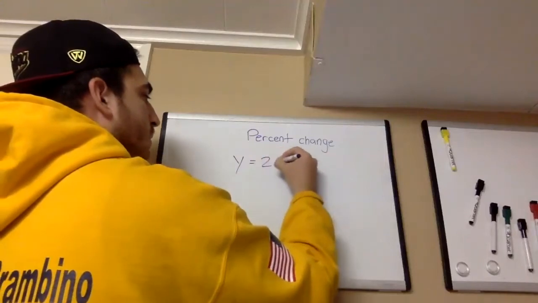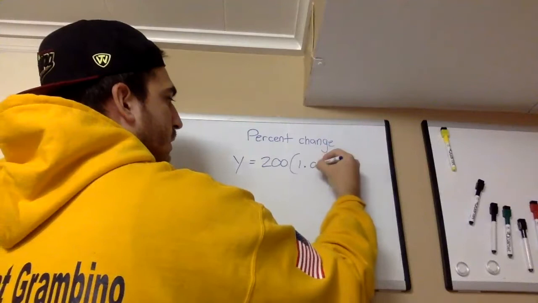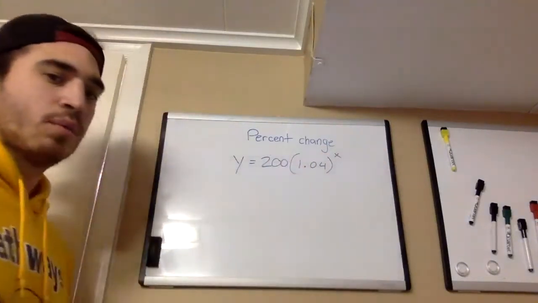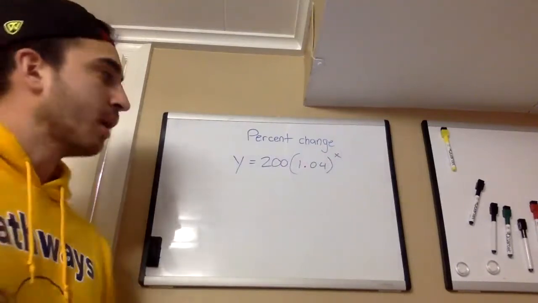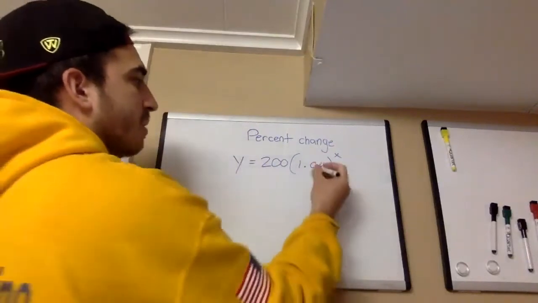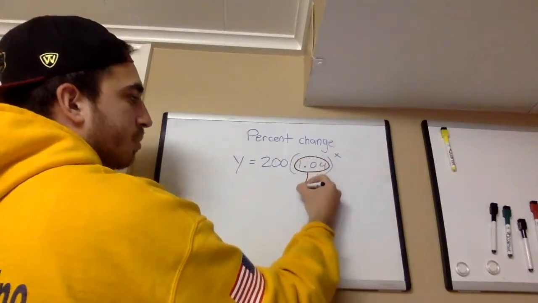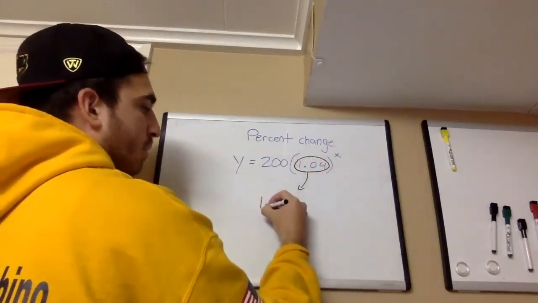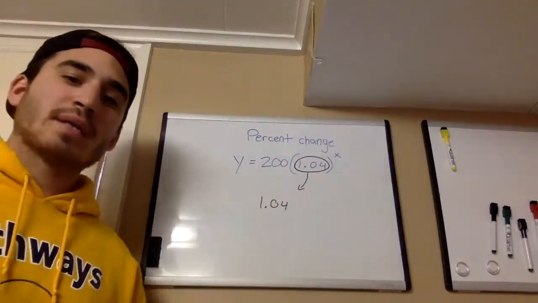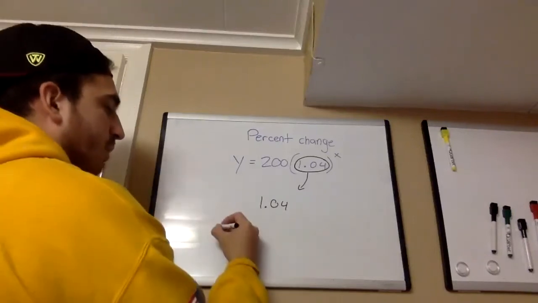Y equals 200, 1.04 to the x power. And they're going to ask you, what is the percent change of this? The only thing that you care about when they ask you about percent change is the number inside the parentheses. So what I'm going to do is I'm going to pull out that number, 1.04. Is this number greater or less than 1 is the next question you should ask yourself. So I know that this number is greater than 1, so it's going to be growth.